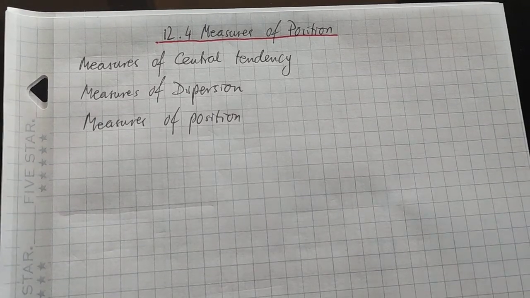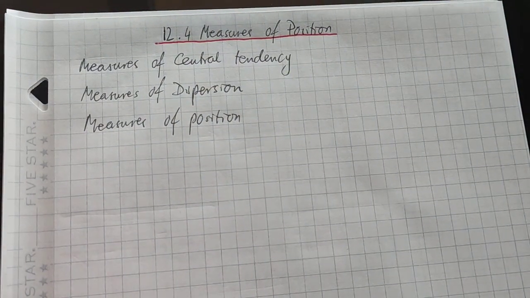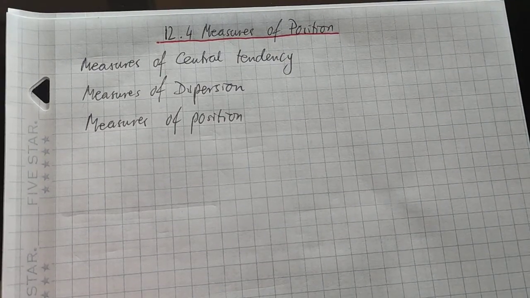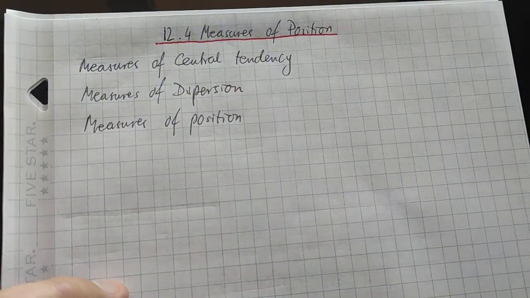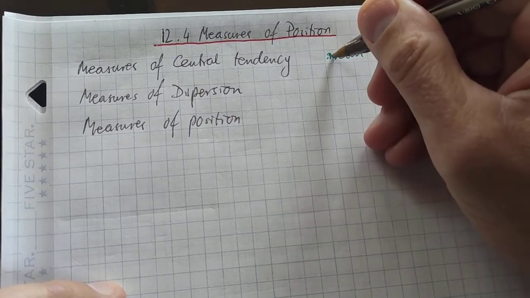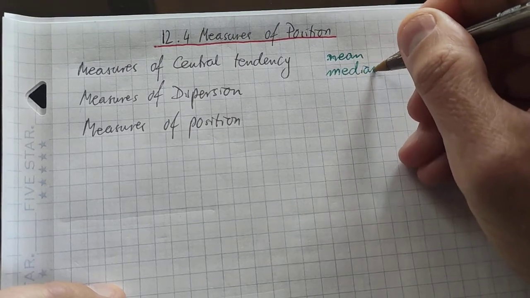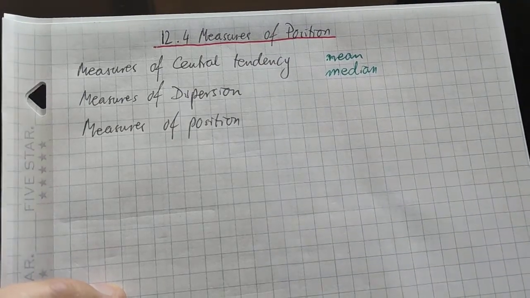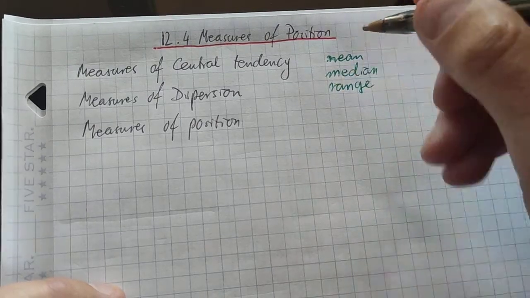Okay, so today's lecture is on 12.4, measures of position. In the previous lectures, we covered two major topics: measures of central tendency, which were mean, median, and mode, and then measures of dispersion, which were range and standard deviation.